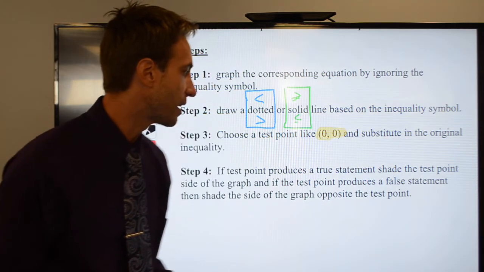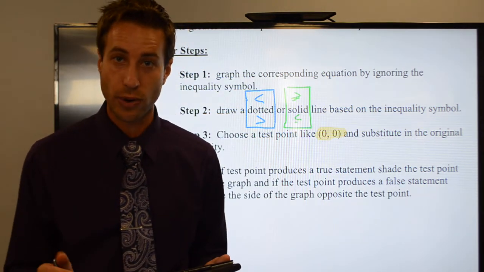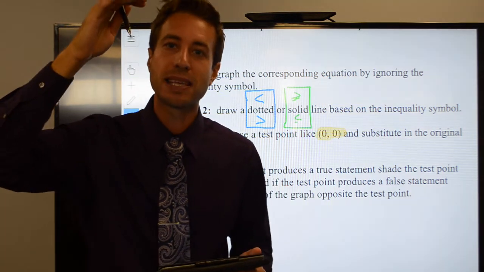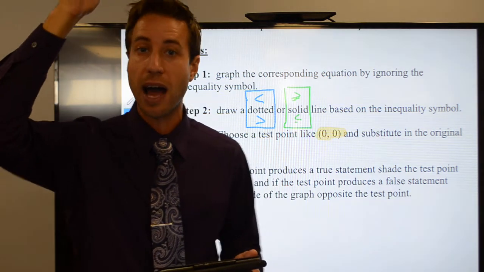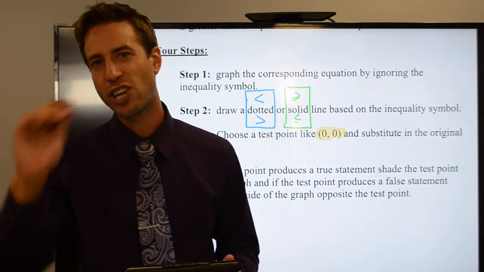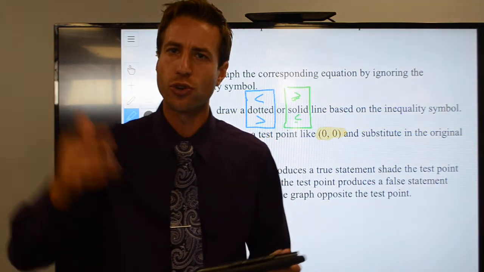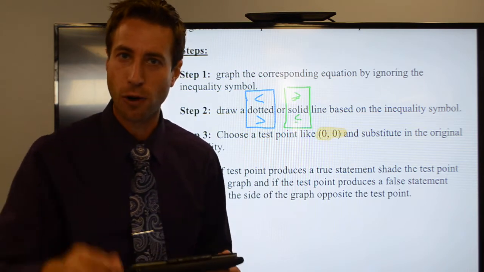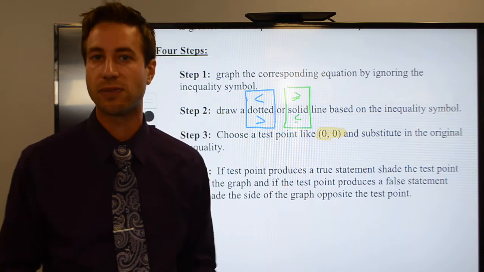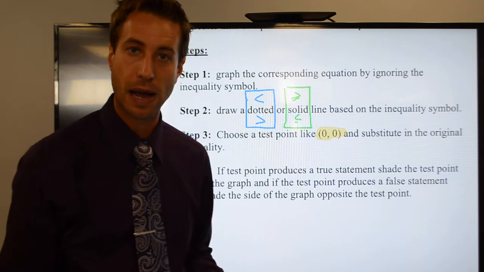But what if your test point gives you a false statement? Well, that means that your test point is not a solution. So if my test point was above the line and I got a false statement, well, that means that my solution region is not above the line. My solution region would be below the line. So I'd shade everybody on the opposite side if I got a false statement. The vice versa is true if my test point was below the line and I got a false statement. Well, that means the points below the line are not solutions. They don't satisfy my inequality, so I would shade everybody above the line. That's where I'm going to find my true statements.